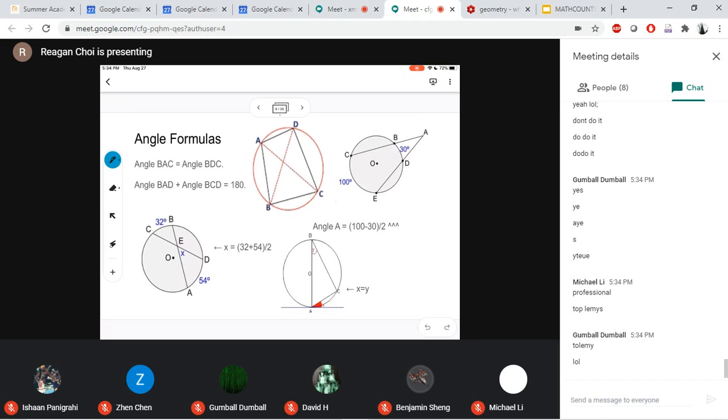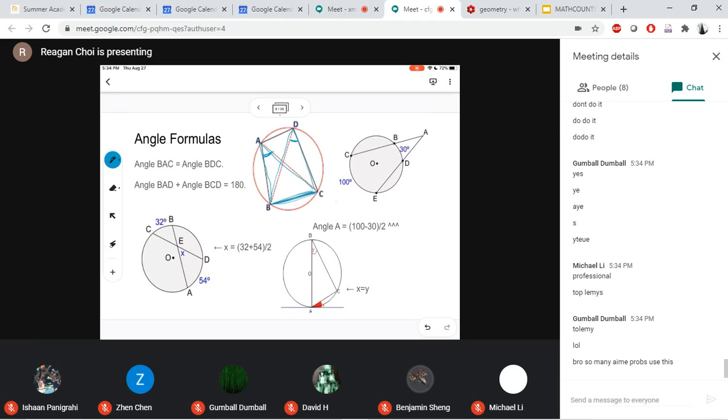Alright, so in a cyclic quadrilateral, which is a quadrilateral with a circle circumscribed around it, you get this angle equals this angle. From the chord BC, if you extend an angle this way and an angle this way, they're going to be equal. This is obviously a very common thing, one of the most notable formulas in geometry, I guess, after the Pythagorean theorem.